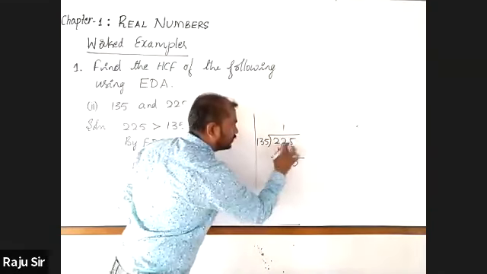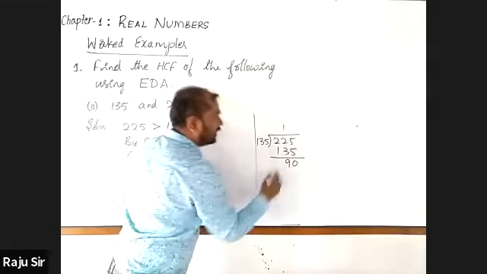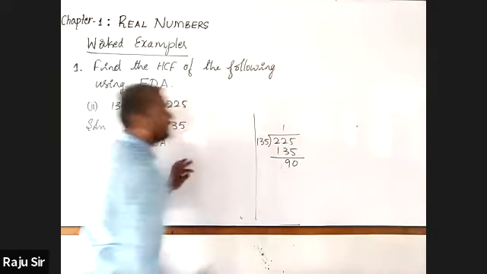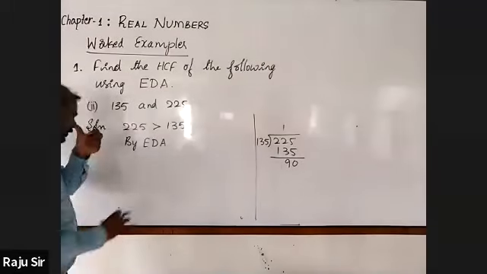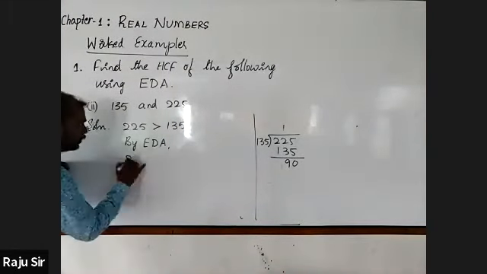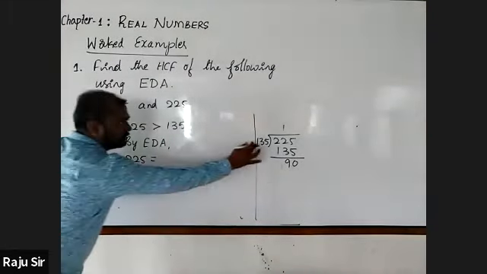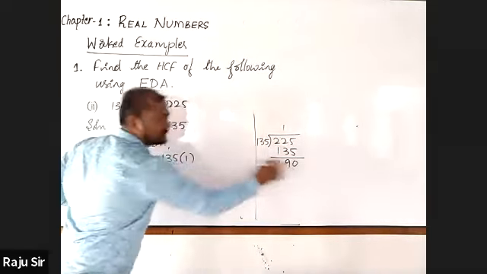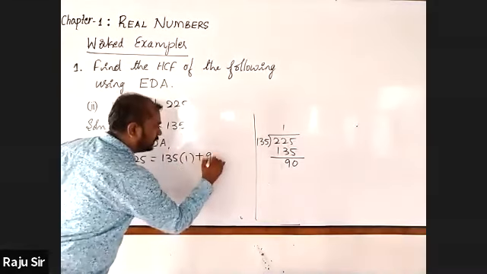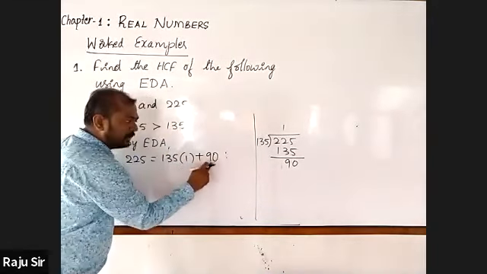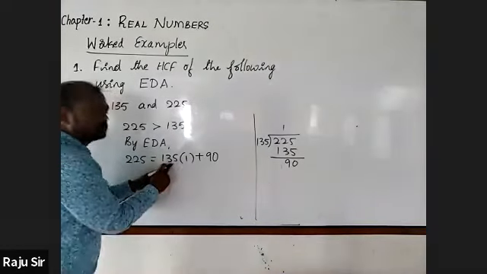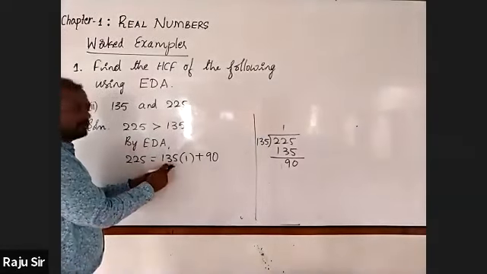Here the remainder is 12 minus 3 is 9, then 0, so it is 90. Now we can write it as 225 can be written as 135 ones plus remainder. Remainder is 90. Here the remainder is not equal to 0. Hence, now we should continue to apply Euclid's division algorithm.